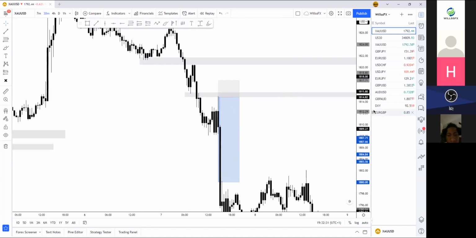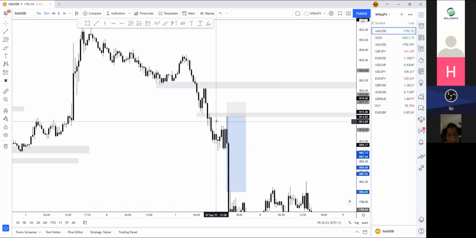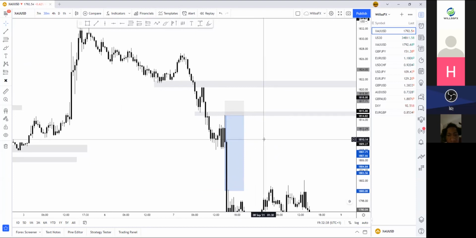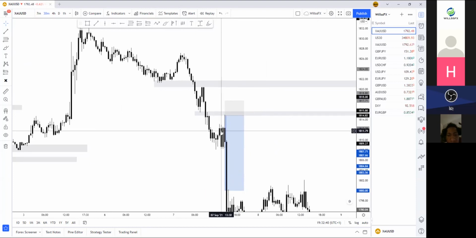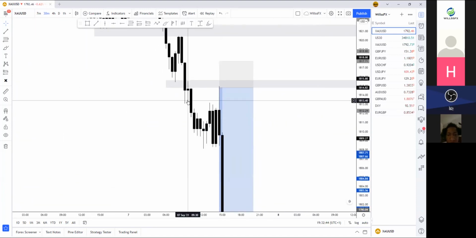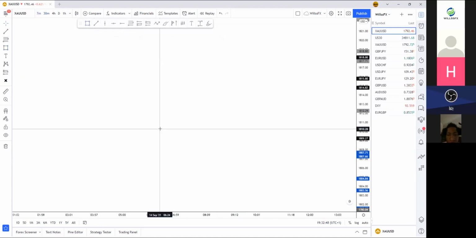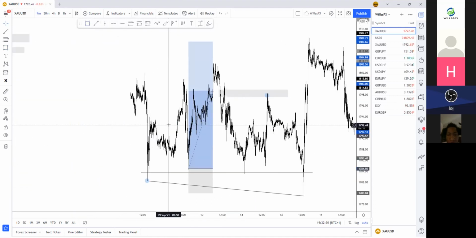This one here was, let me see, what time was this? Yeah, so a lot of the times you'll see, remember I said 1:30, this is when you get the manipulation. So at this whole time here, we had this consolidation. So let's go down on the time frames and let's have a look at this area.